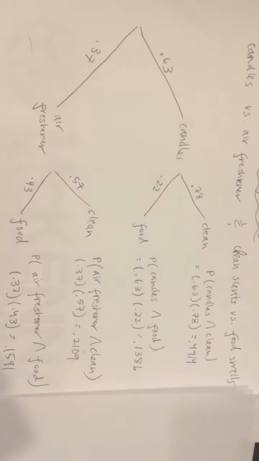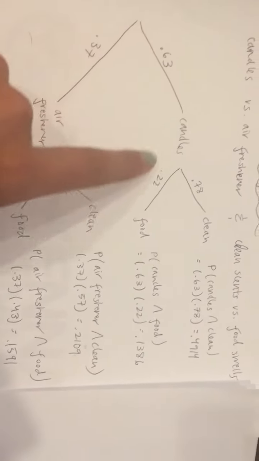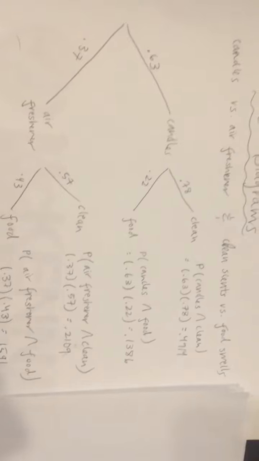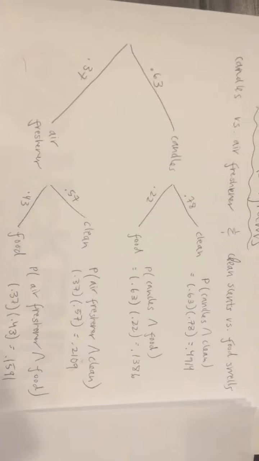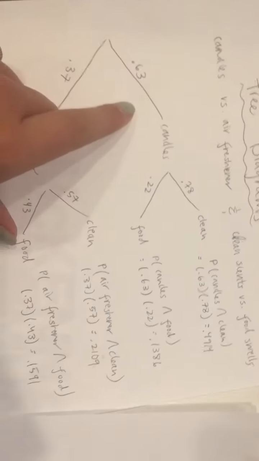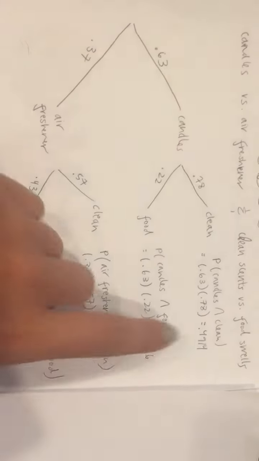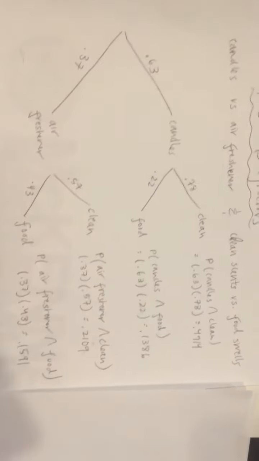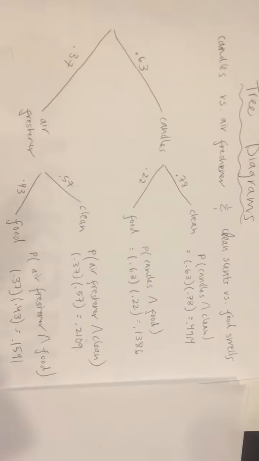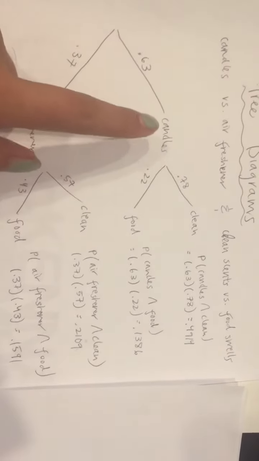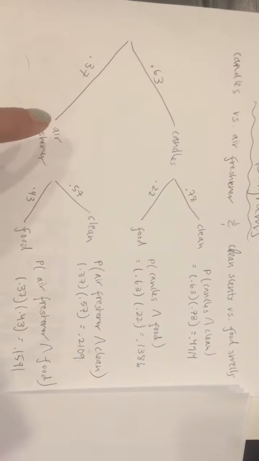Okay, so you know how to find the probability of going down the arrows. But say you really like clean candles. What if you want to find the probability of people that have clean candles and clean air fresheners? To do that, you would take these numbers, or whichever ones correspond, and you add them. Do not multiply, add. Over here you add, over here you multiply. So you want the probability of clean candles and the probability of clean air fresheners, and you would add the two.